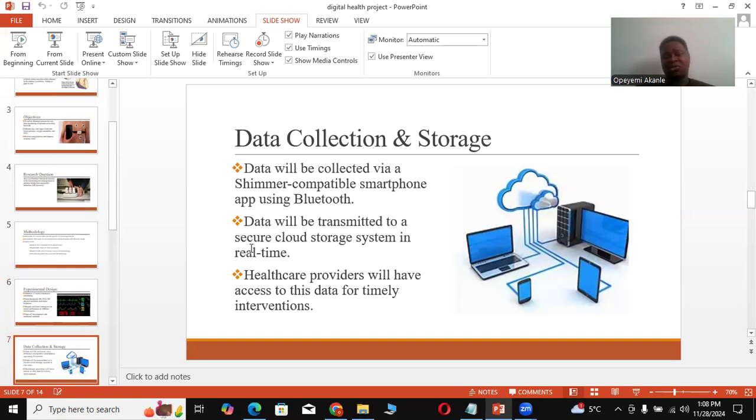So data collection and storage. So we're going to collect this data via Shimmer compatible smartphone app using Bluetooth. So data will be transmitted to a cloud storage system in real time so that the healthcare team can access this data and use them to monitor and change the care for these patients and all.